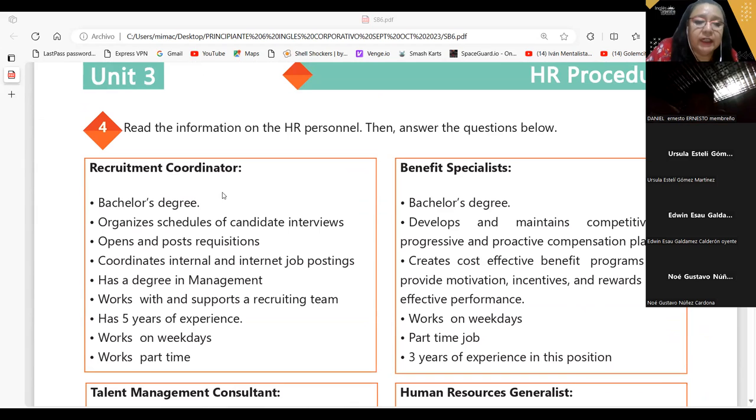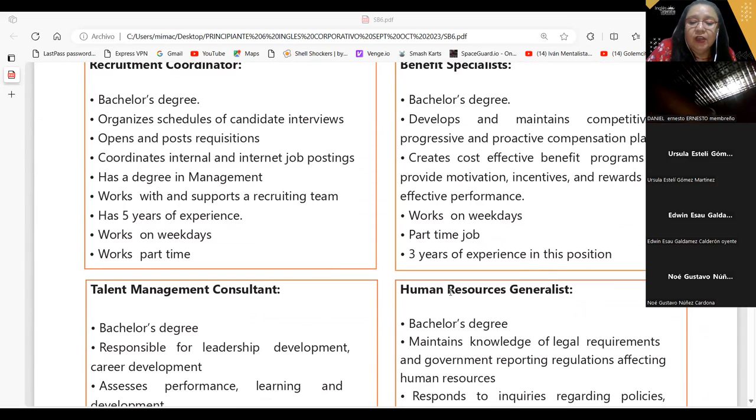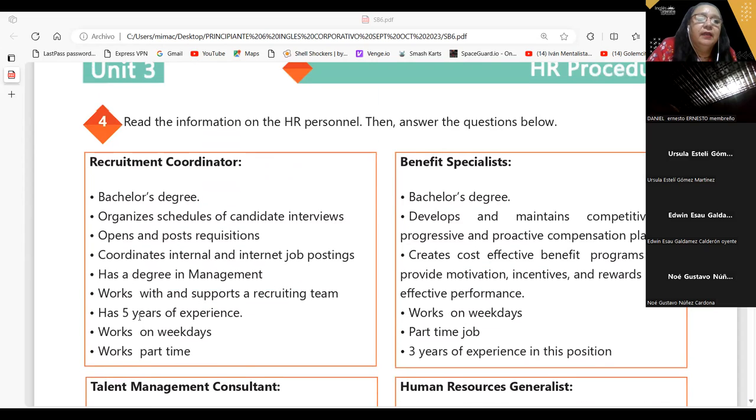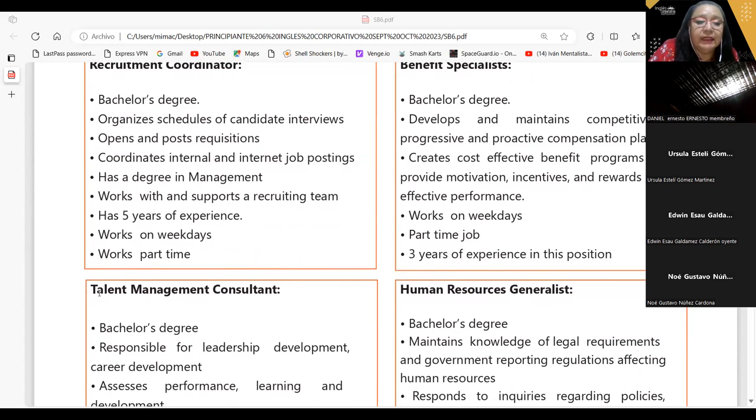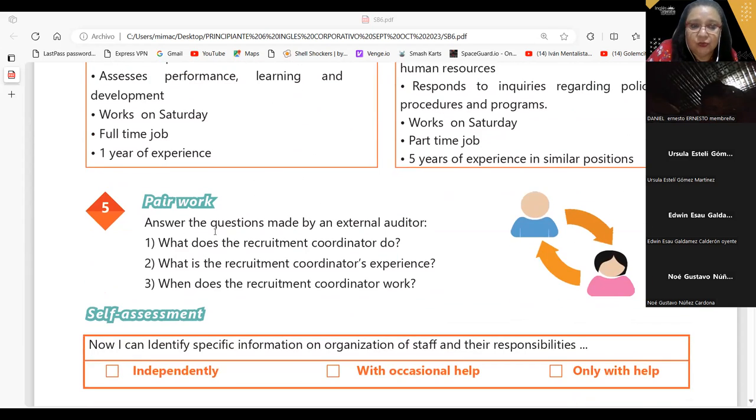And you have recruitment coordinator, benefit specialist, talent management consultant, human resources generalist. These are the information about the recruitment coordinator. This is the information about the benefit specialist in the company. And this is the information about the talent management consultant. And obviously this one, the human resources generalist. You have to read, in groups, analyze the information and answer these questions. It's only 3 questions, okay? In a few words, you are going to summarize and answer the questions.